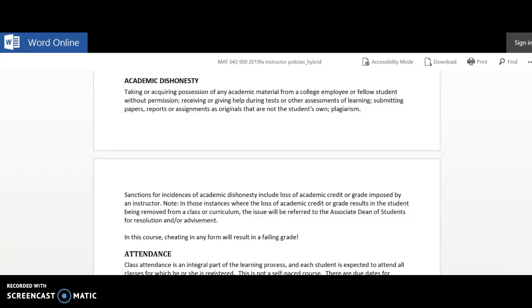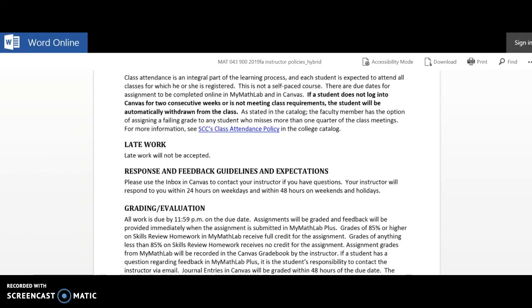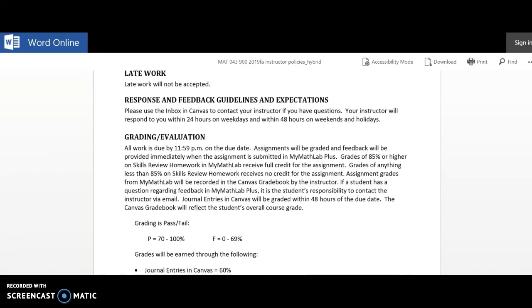Make sure that you are logging into Canvas and MyMathLab and completing your assignments by the due date. If you're taking a hybrid course, you must attend your classes so that you are not withdrawn. Late work will not be accepted.